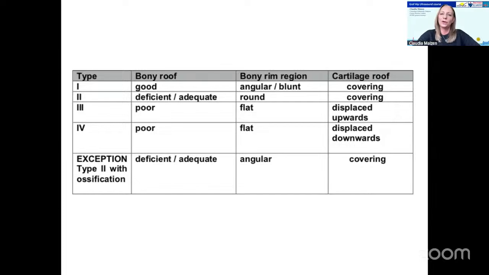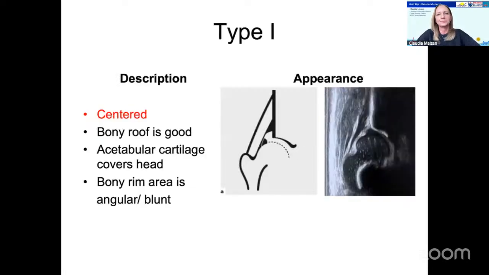So with these words and terms that you've chosen, you can already make a decision which type of hip joint you're describing. Just in a bit more detail, our type 1 hip is a centered hip. Centered hip means it has to be in your standard plane. We start to describe the bony roof, which is good in a type 1 hip. The cartilage is covering the femoral head. You see my mouse, we have the labrum here, which is the end of the acetabular cartilage. It is covering the femoral head.